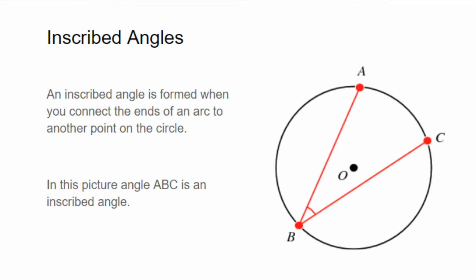An inscribed angle is something different. An inscribed angle is formed when you connect the ends of an arc to another point on the circle. So if you have ABC, angle ABC would be called an inscribed angle. If you went AOC, that would be our central angle.